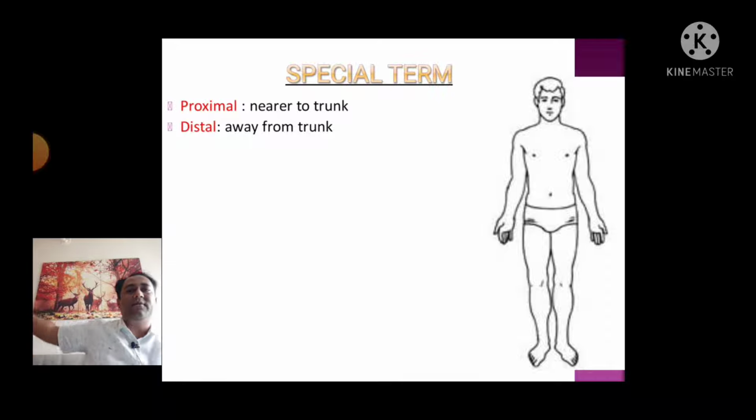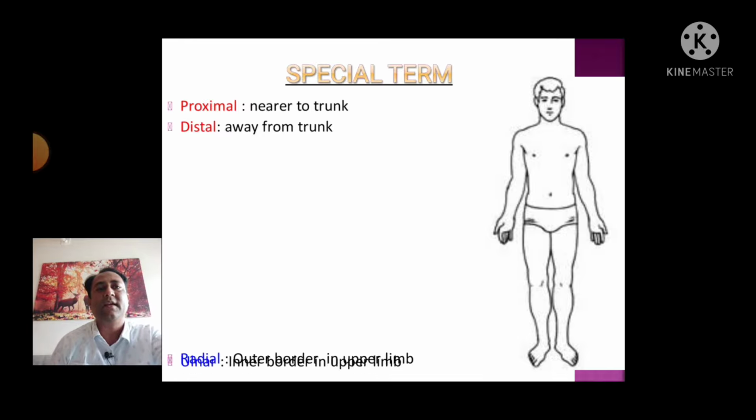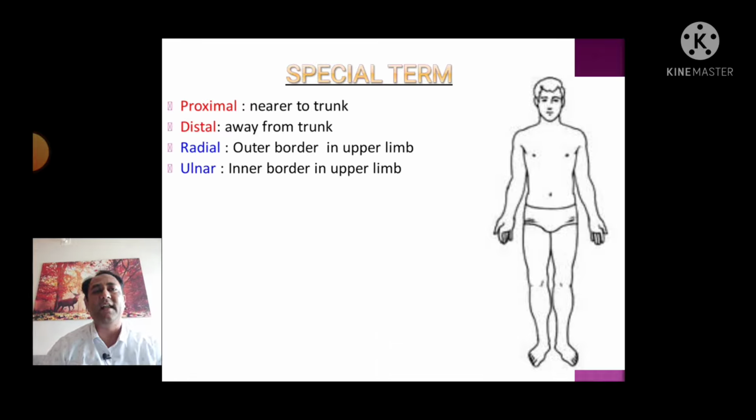For example, I am talking about this hand, the upper limb. The shoulder joint, you can say it is proximal, meaning nearer to the trunk. The shoulder joint is nearer to the trunk, so you can say it is proximal to the trunk, while this wrist joint is away from the trunk, so it is called distal. The shoulder joint is called proximal as compared to the trunk, and the wrist joint is distal. Proximal, distal. Then comes radial and ulnar.